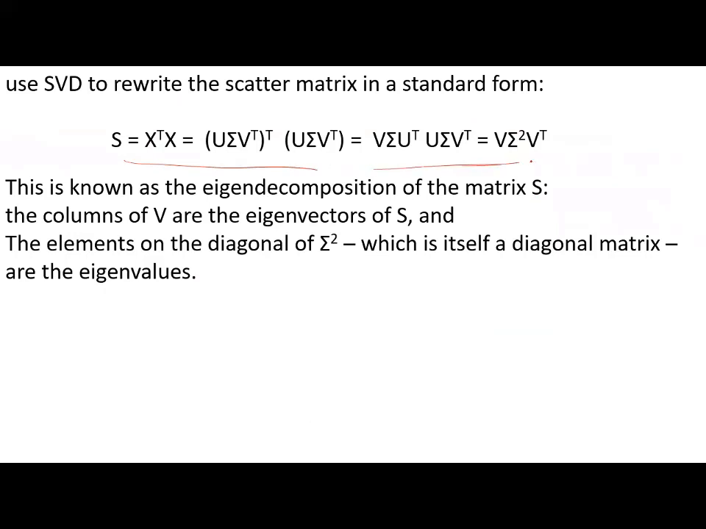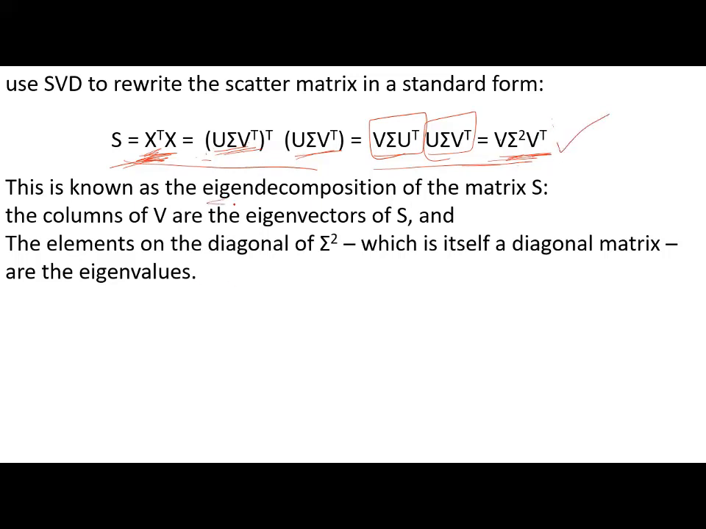This is again shown with S equal to X power T into X. X can be written as U sigma V power T, whole power T, into U sigma V power T. Because V and U are orthogonal to one another, you can replace their positions. It becomes V sigma U whole power T into U sigma V power T. It can be written as V sigma square V power T.